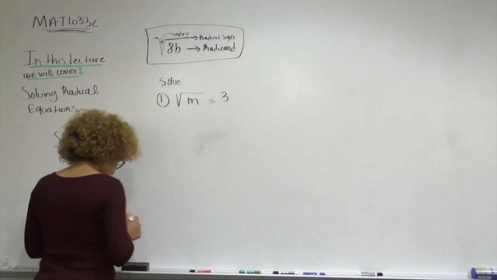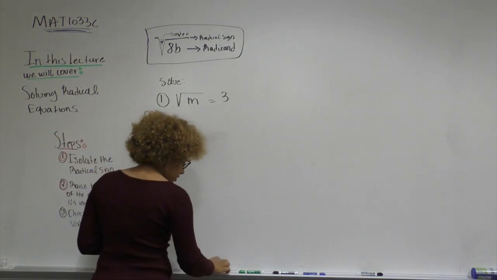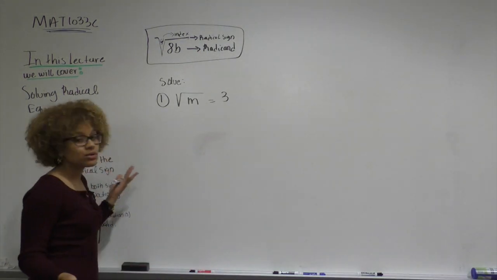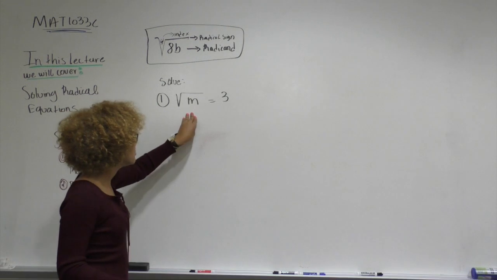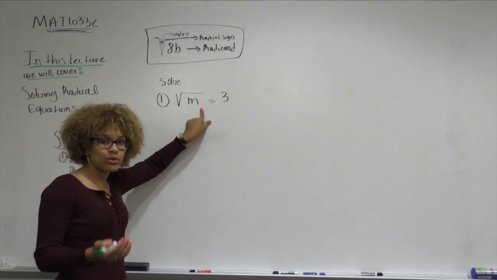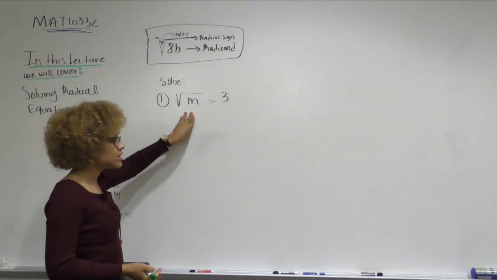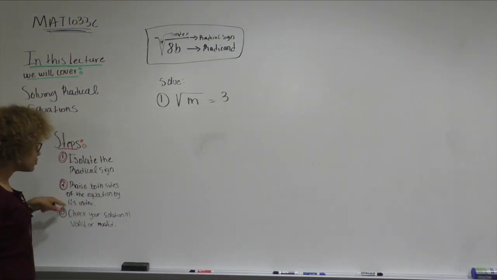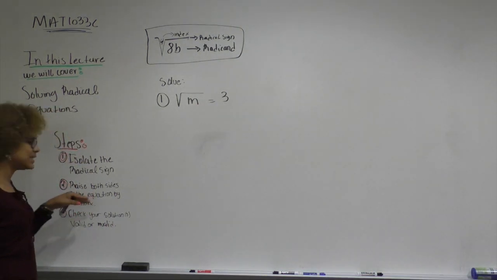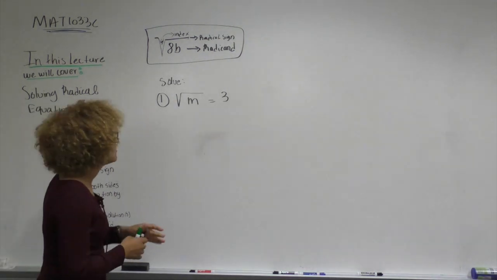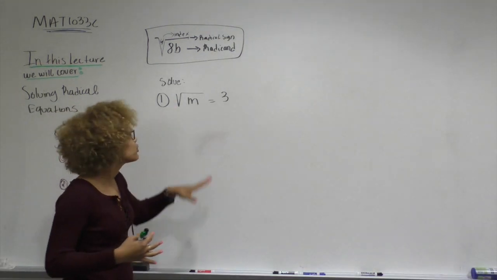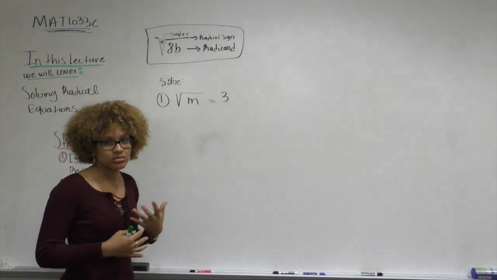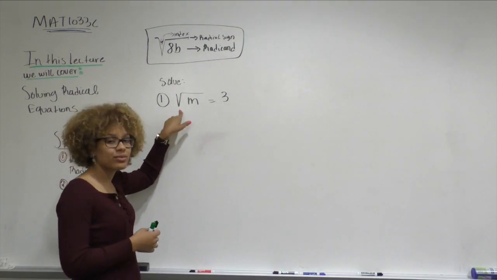So the first thing I'm going to do is to isolate my radical. Well, my radical is already isolated. It's by itself. There's nothing being added or multiplied or divided by it. So I already did step 1. The second part is going to be to raise both sides of the equation to its index. The idea of that is for you to eliminate the radical. You want to go ahead and eliminate the radical.